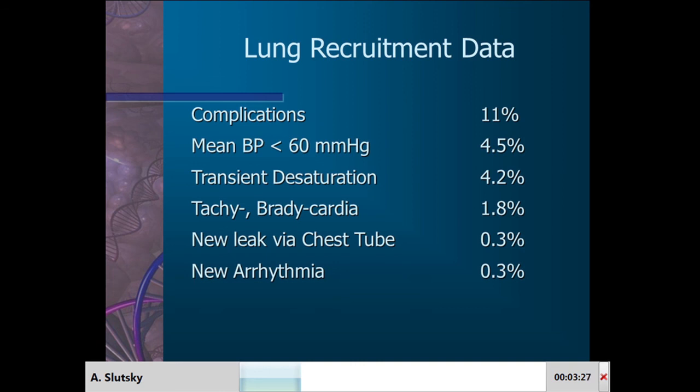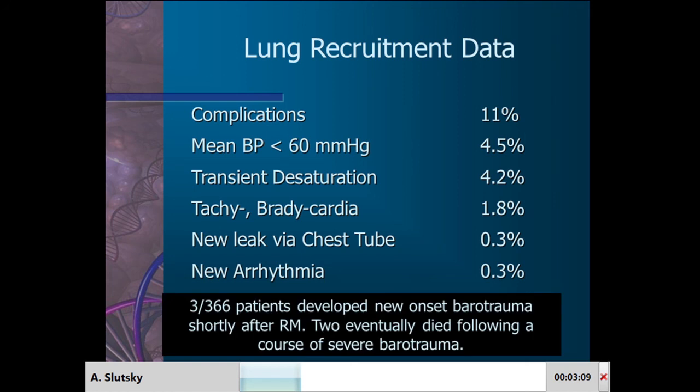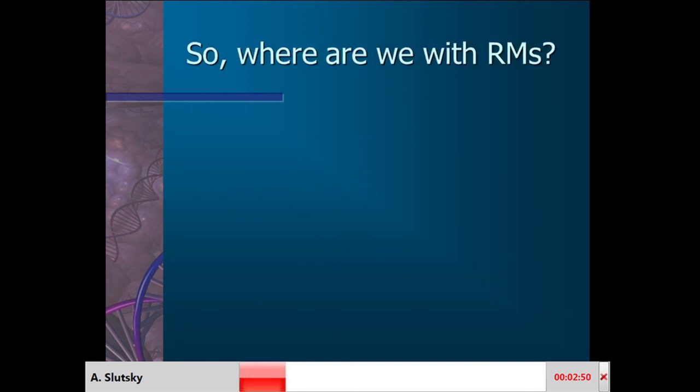This is the side effects of the recruitment maneuvers in this trial. The complications were about 11%, with mean blood pressure dropping below 60 in 4.5%. There were transient desaturations, new leaks, and new arrhythmias, relatively small numbers, but all potentially important. And 1% of patients, 3 patients, soon after the recruitment maneuver, developed new onset severe barotrauma, and 2 patients eventually died due to the severe barotrauma. So there can be complications that are important when you recruit the lungs. We're trying to do the right thing to decrease ventilator-induced lung injury, but it can be harmful.